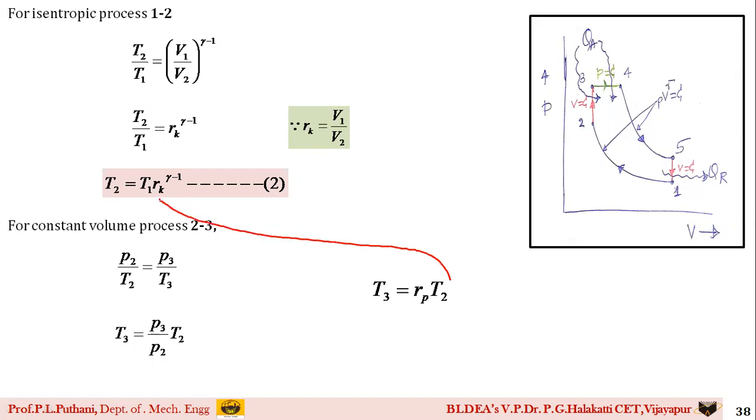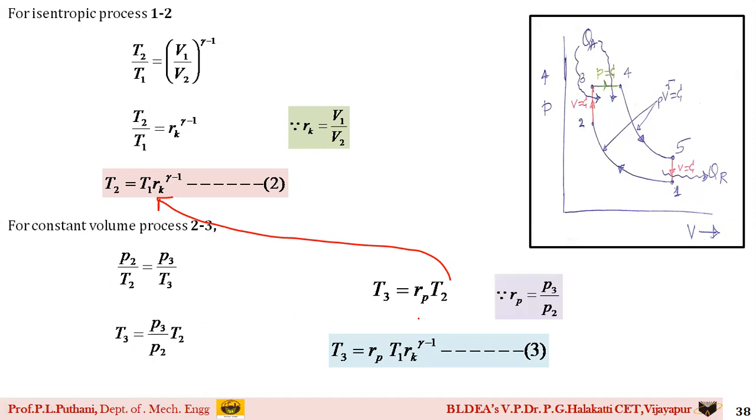The value of T2 I have estimated here is T1 into RK raised to gamma minus 1. Therefore, T3 is equal to T1 into RK raised to gamma minus 1. So the T2 value and T3 value I have written in terms of T1. The remaining temperature terms, that is T4 and T5, I need to estimate now.